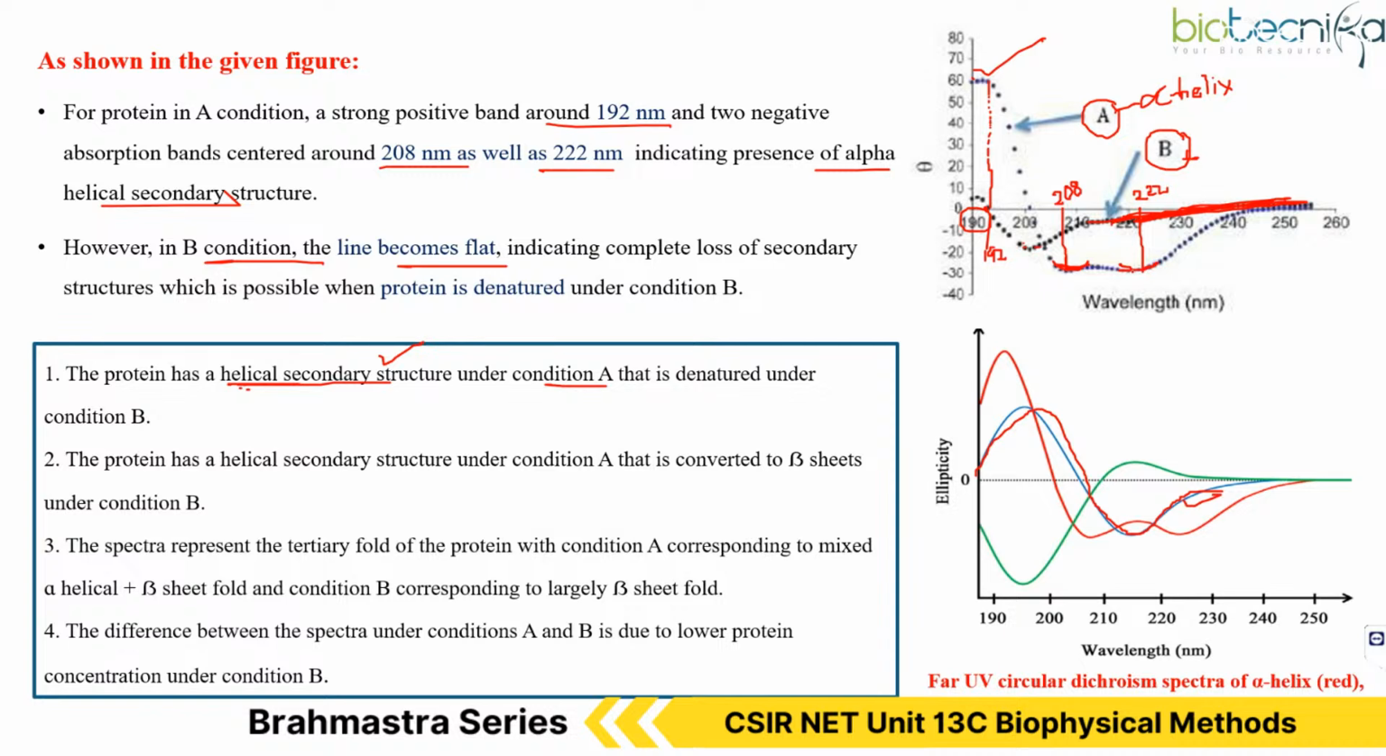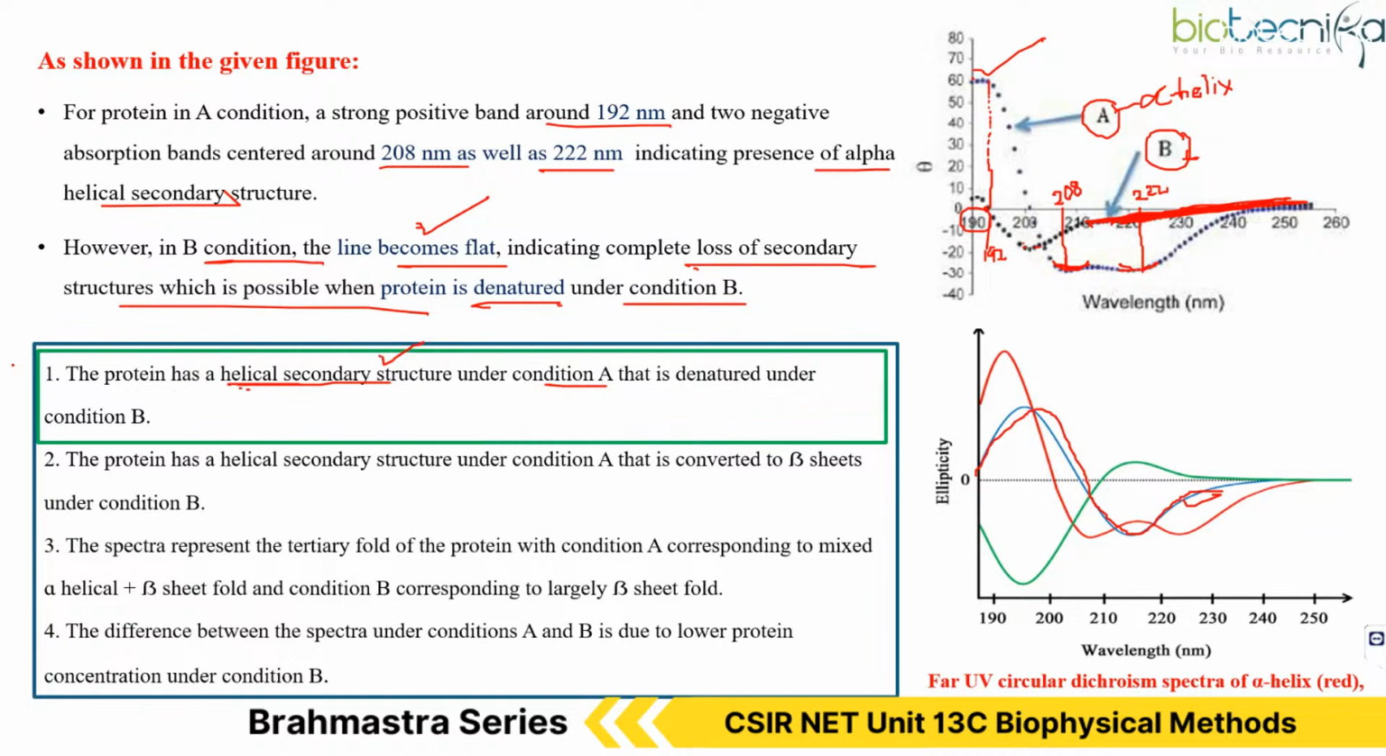Actually, this is showing you the condition. A is definitely for alpha helix, but B is the condition where this portion is becoming flat. So A and B are the conditions, where the A condition definitely indicates presence of alpha helix. B is not indicating beta sheet, but the line becoming flat indicates complete loss of secondary structure, which is possible only when the protein is denatured under condition B. So this confirms our answer, and therefore the answer is option 1 here.